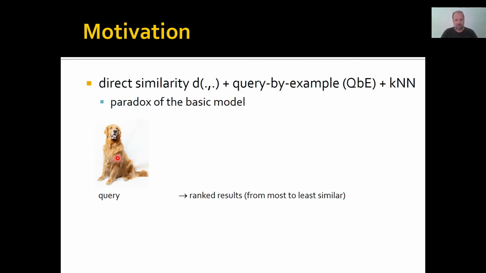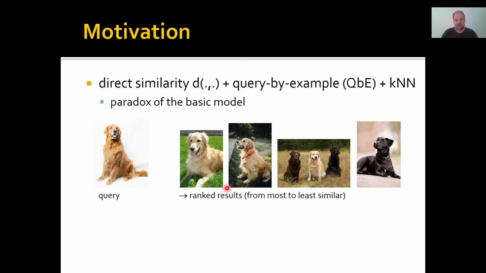So let's have a query, the dog here, the image of a dog, this is the example, and we are now searching for the most similar dogs in a dataset. And we get some ranked result from the most to least similar. So we get something like this. And this is golden retriever. So we get on the first place another golden retriever. Here another golden retriever. Here there is one golden retriever and some Labradors. And here this is Labrador. So this is less relevant or less similar to this original query. So this is what we get.